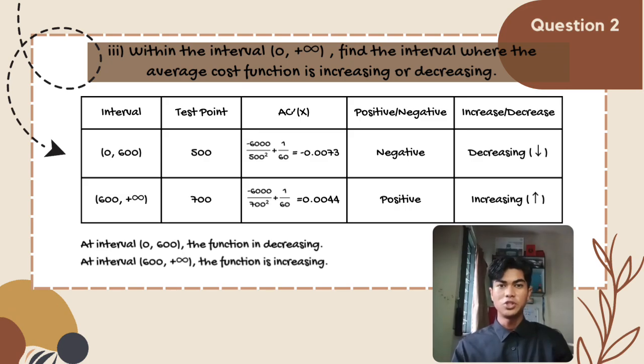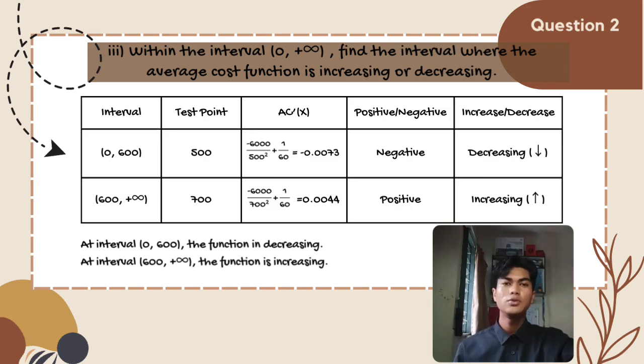So moving on to the next question, which is B3. Within the interval 0 and positive infinity, find the interval where the average cost function is increasing or decreasing. So for the first one, when C̄'(x) greater than 0, we write it as 1 over 60 minus 6,000 over x to the power of 2 greater than 0. Then we just change the place, making it into 1 over 60 greater than 6,000 over x to the power of 2. Then we will have x to the power of 2 greater than 360,000. Then we will have x greater than 600.